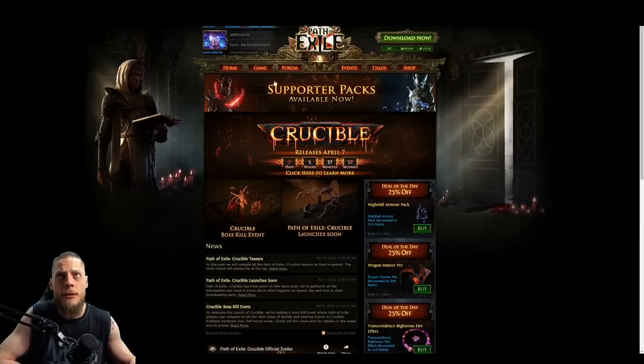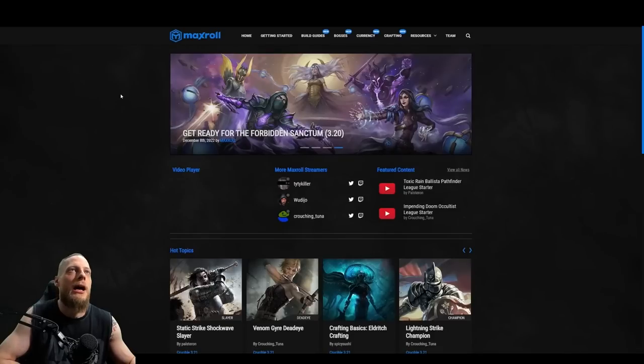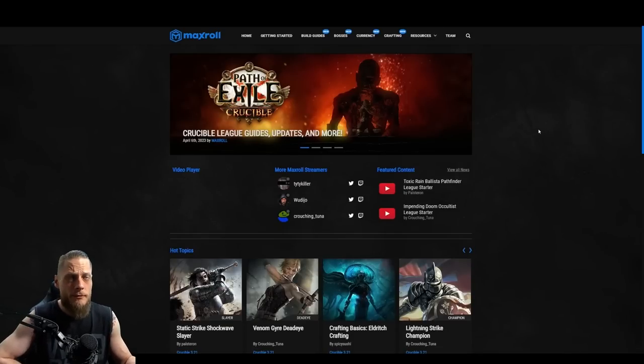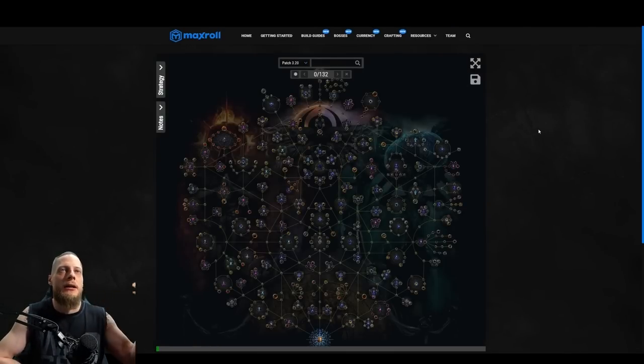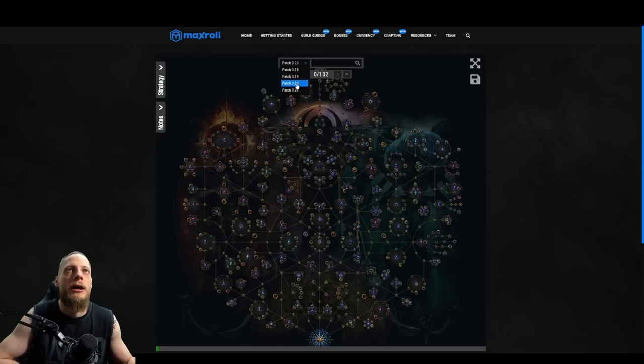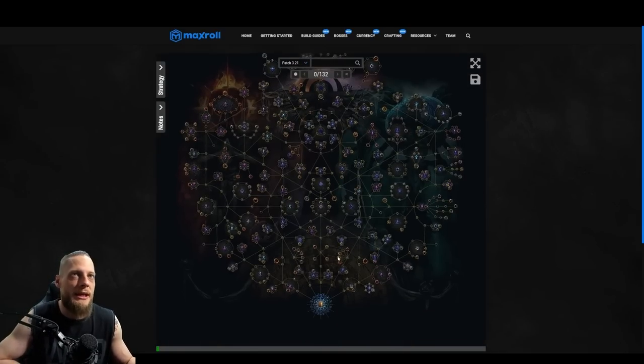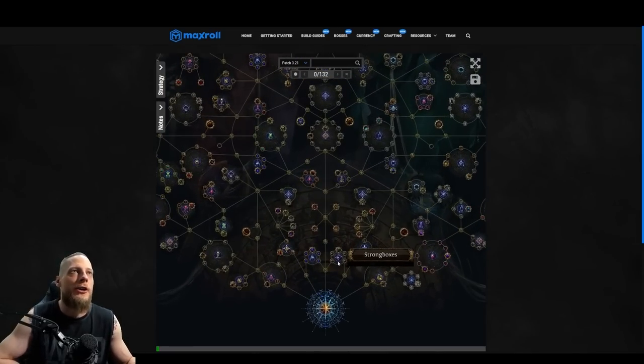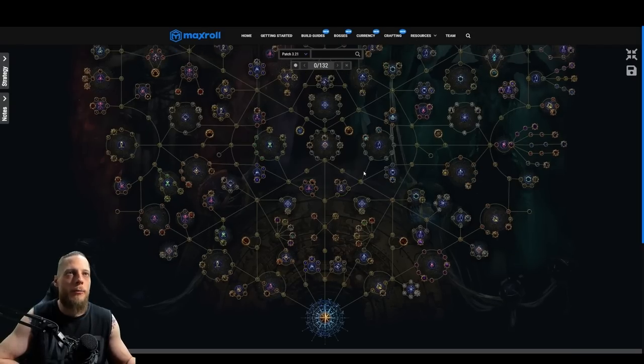So basically, if we load up Max Roll here, if we go to resources and here on the Atlas passive tree, I'm just going to make a passive tree overall so you guys see what my early plans are and what maybe the next step is. So stage one, we are now basically into the League Start. We have done our first maps. We're going to get our first Atlas passive points.